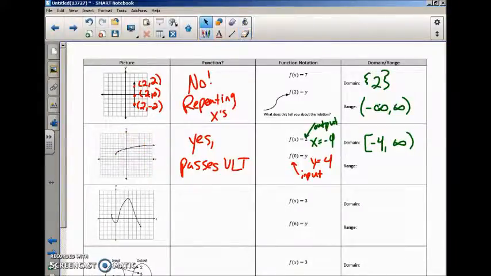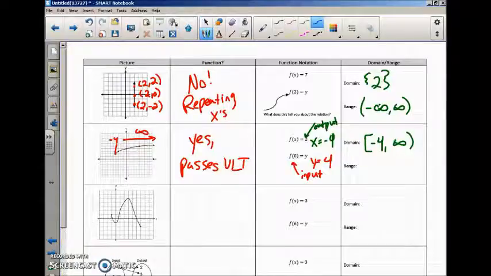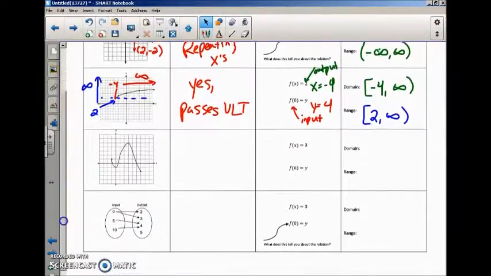For these ones, I'm going to erase this really quickly so you can see, domain is x values, so the lowest x value is -4. Then it goes on forever to the right, so that's why it's going up to infinity. In this one, the y value starts at +2, and then it continues upward forever, and that's why it goes to positive infinity there.